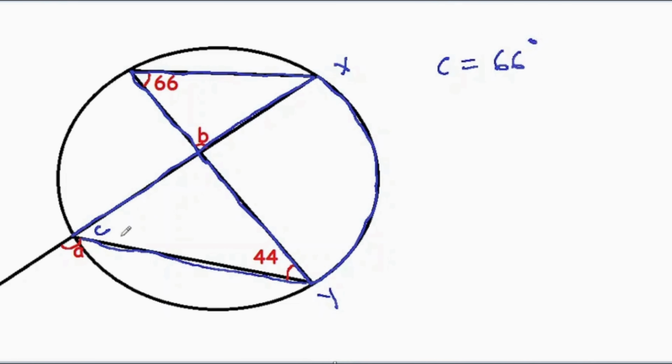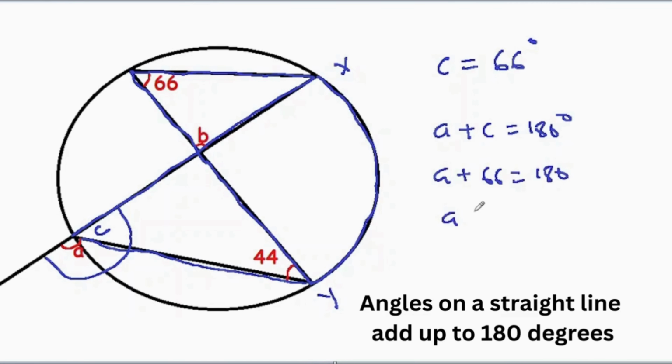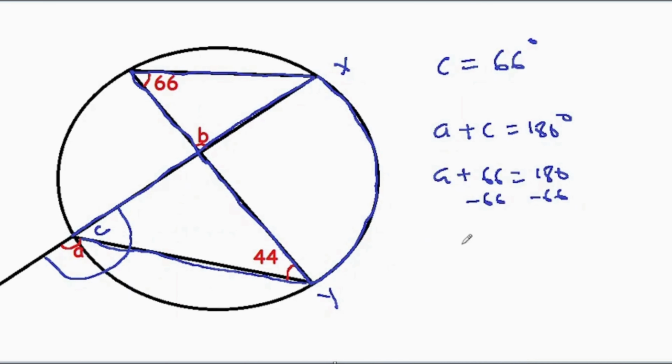But we are asked to look for A. So how do we do that? Sum of angles on a straight line is equal to 180 degrees. So A plus C is equal to 180 degrees. C is 66, so A plus 66 equals 180. We're going to subtract 66 from both sides of the equation. 66 minus 66 is 0, and 180 minus 66 is 114 degrees.